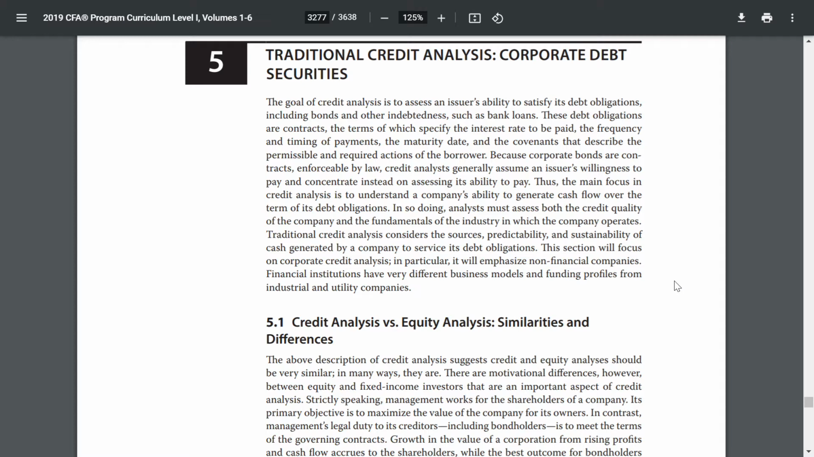Traditional credit analysis considers the sources, predictability, and sustainability of cash generated by companies to service their debt obligations. This section will focus on corporate credit analysis. In particular, it will emphasize non-financial companies, as financial institutions have very different business models and funding profiles than industrial and utility companies.